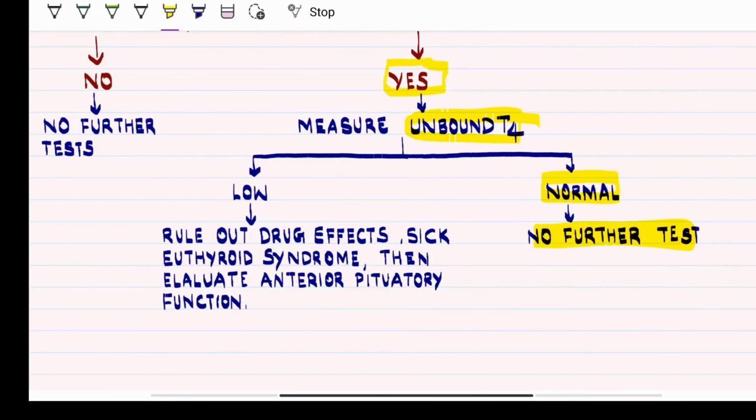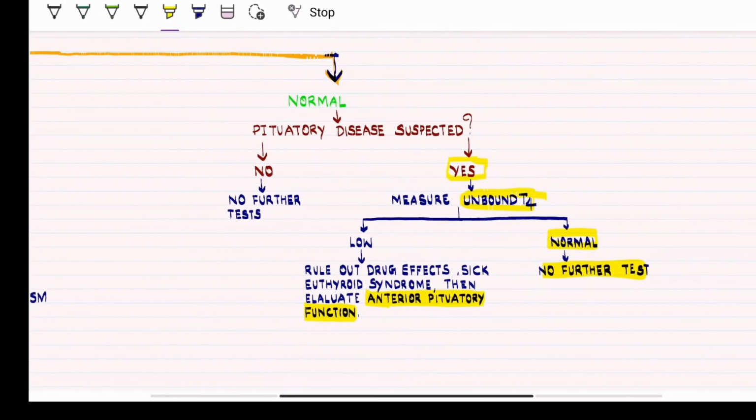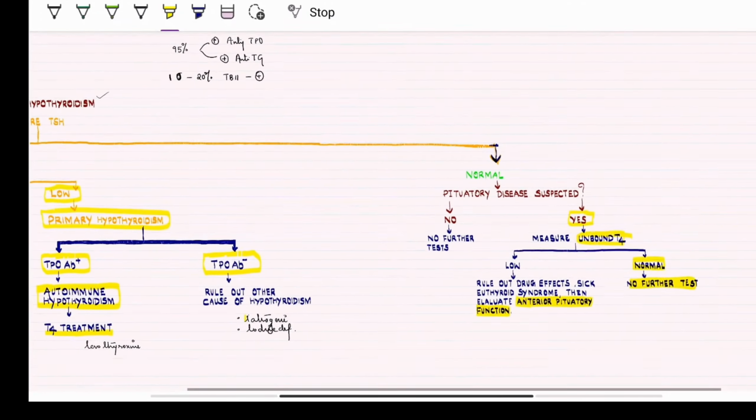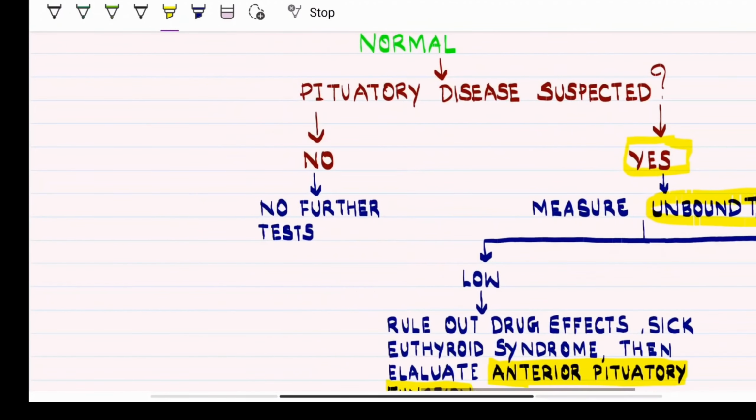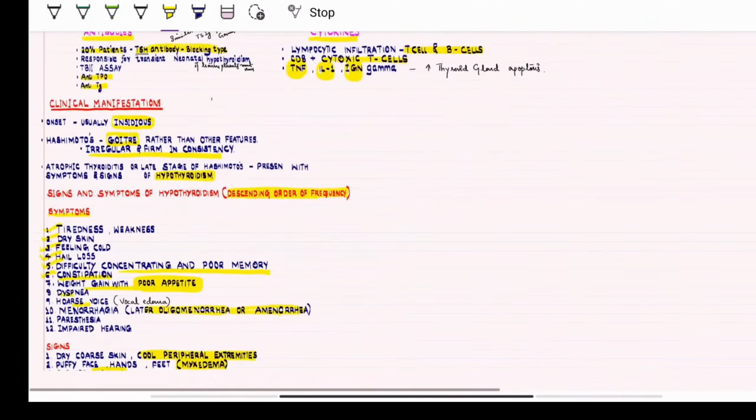The autoimmunity also cannot be ruled out, but here rule out the drug effect or sick thyroid syndrome, then evaluate anterior pituitary function. Anterior pituitary function should be evaluated, because sometimes the TSH may be normal in anterior pituitary problems also. So if there is no pituitary suspicion, no further test is required. Okay, we are going to discuss the other causes.